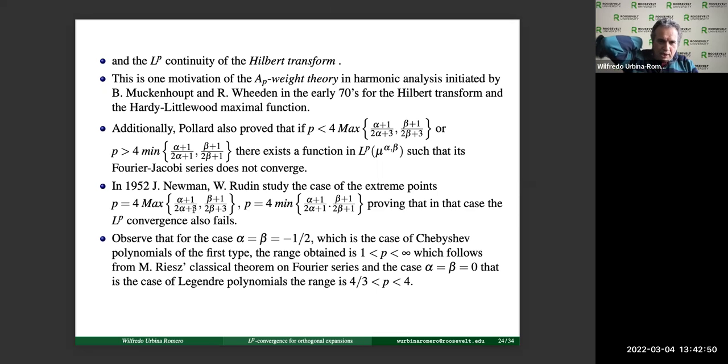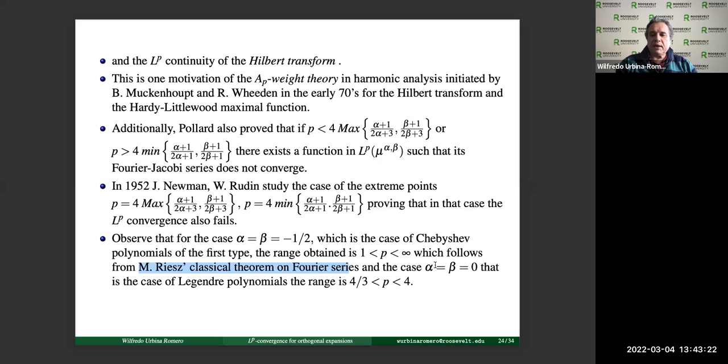And alpha plus 1 is 1/2. So we get the range 1 to infinity, which is not surprising because the Chebyshev polynomials can be written as polynomials in cosine, right? So in that case, we recover the classical M. Riesz theorem for Fourier series.